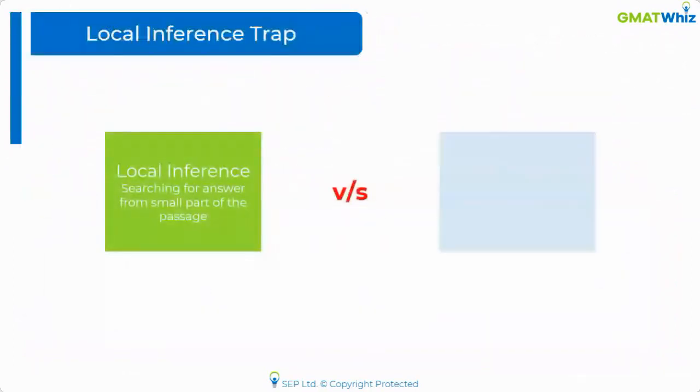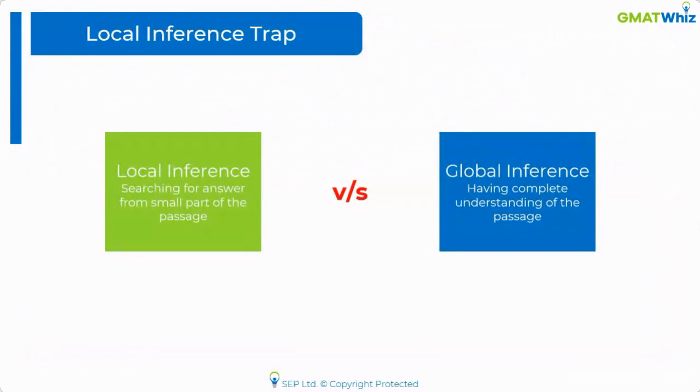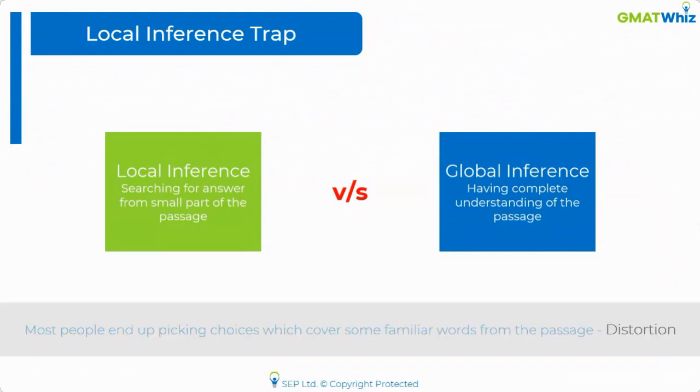this is where people fall for the traps. You infer locally, you search for an answer from a small part of the passage, you read the question, go back to the passage. It doesn't work. You have to have a complete understanding of the passage. And most of the time you realize after you have solved many passages. Because of that local inference, you end up picking wrong choices. You just fall for some familiar words and distortion.